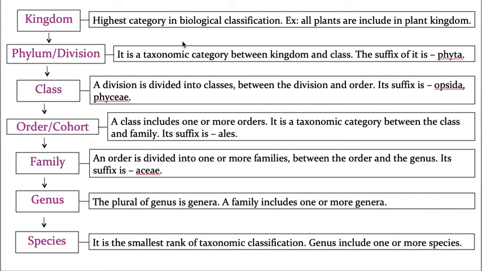Now if you take phylum, it comes under the kingdom, and it is a taxonomic category which is present between kingdom and class. See, between kingdom and class you can see the phylum. And when you are writing the phylum, you have to use the last word as phyta: Bryophyta, Pteridophyta. So hope you are understanding it. Thallophyta. Like that, the suffix, that means the last word, must be phyta.